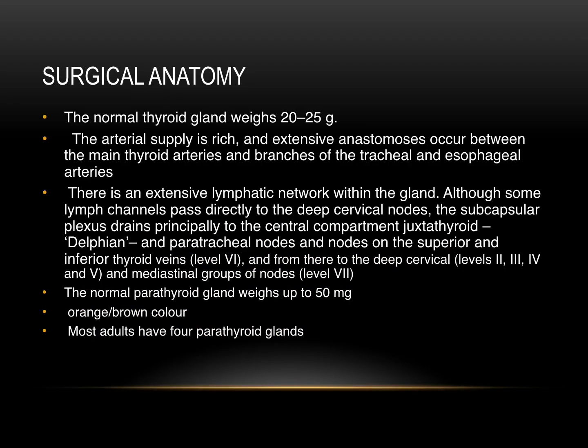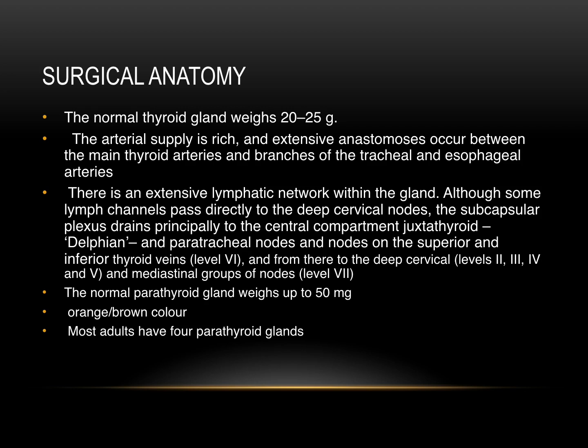Surgical anatomy. The normal thyroid gland weighs 20 to 25 grams. The arterial supply is rich and extensive, and anastomoses occur between the main thyroid arteries and the branches of the tracheal and esophageal arteries. There is an extensive lymphatic network within the gland.